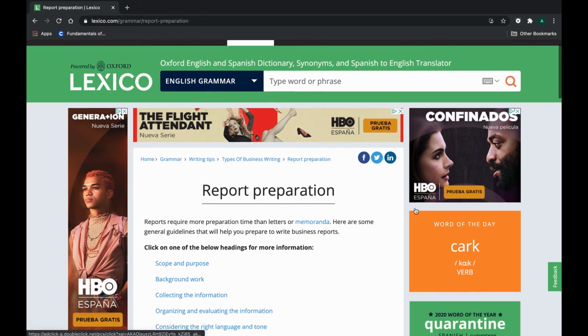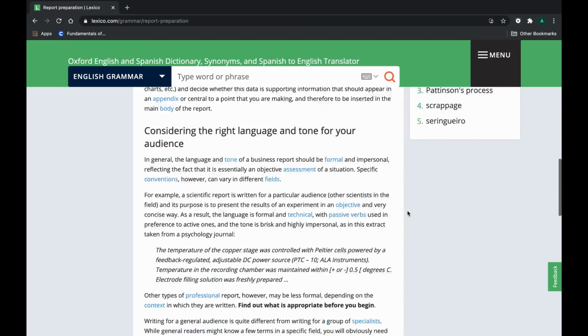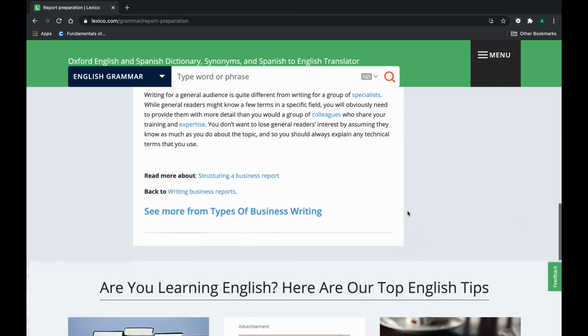So for reports, a good place to go is Lexico. If you go to the English grammar section of this website, you will see examples of different types of report, which shows the structure and also the types of language that you need to include to make your report the most appropriate.